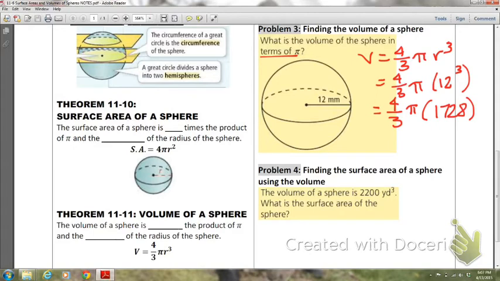And we want to leave it in terms of pi. So just multiply the 4/3 times the 1,728. You're going to get 2,304 pi. Just don't multiply the pi out. And that's in millimeters cubed.